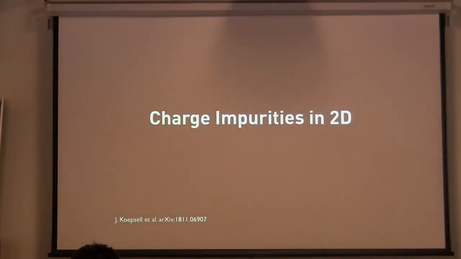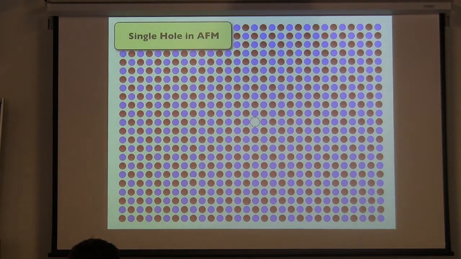Okay, I now want to go on with the case of 2D, just to show you very quickly, because Fabian will talk much more about this in his talk, how the situation dramatically changes in 2D. So again, now we're back to the 2D case. We want to know what the holes are doing, and we want to do this Gedanken experiment of just putting a single hole in this antiferromagnet.